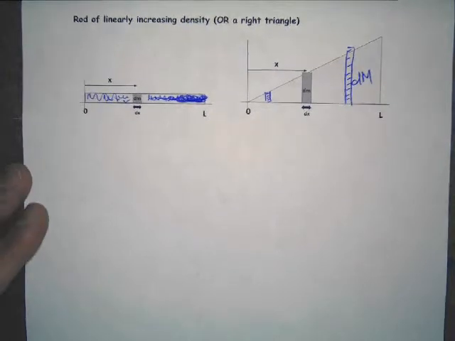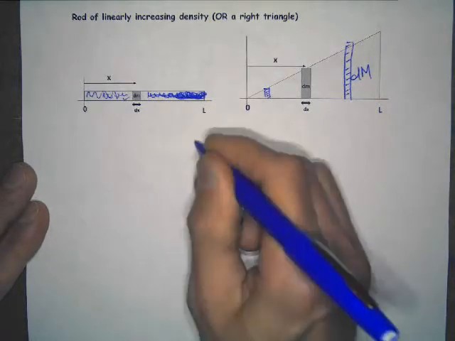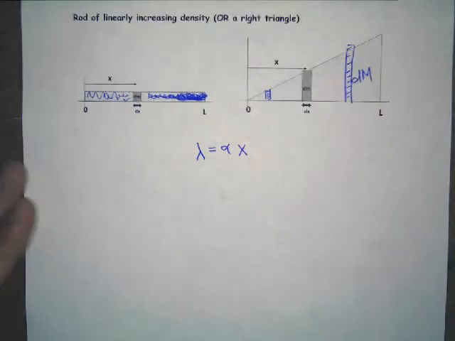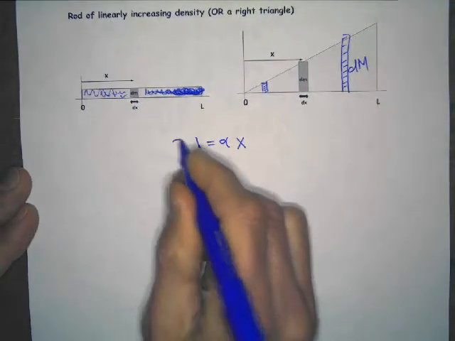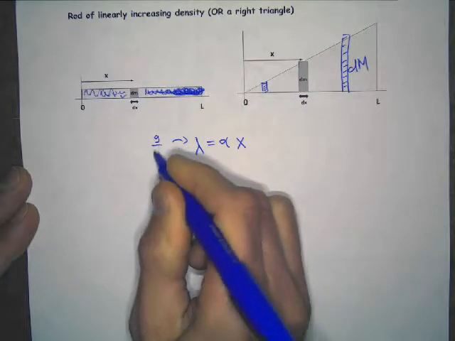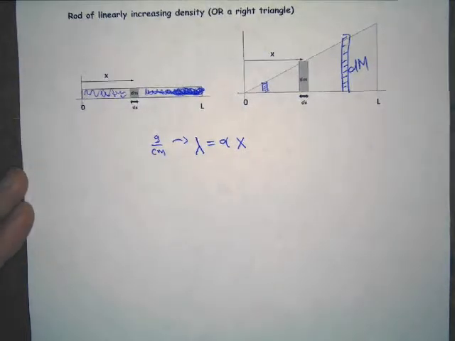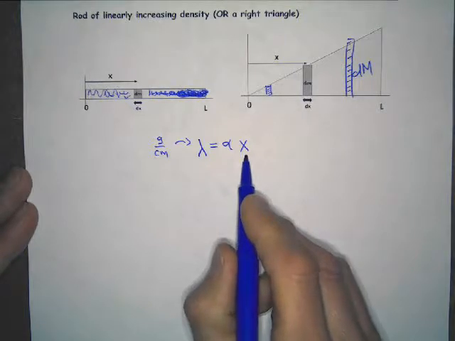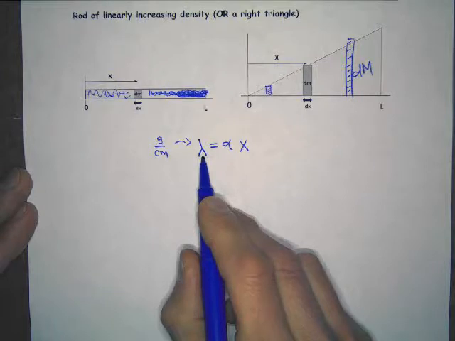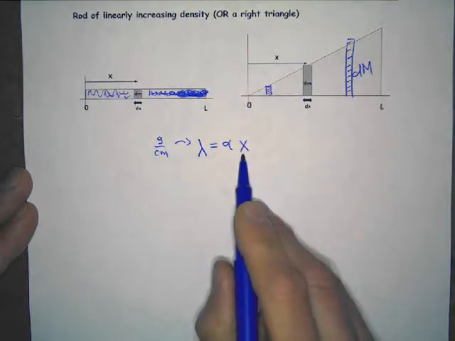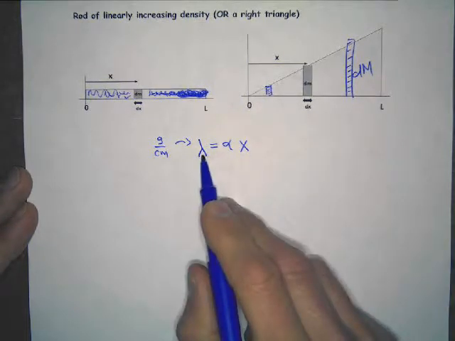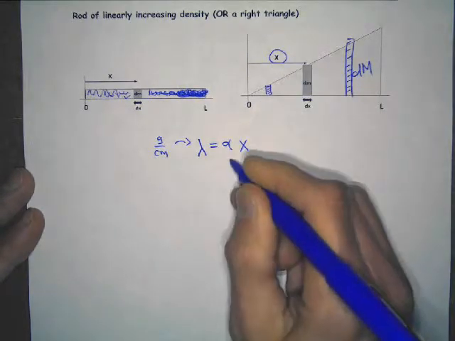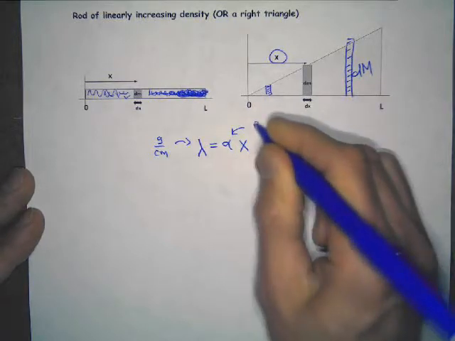In a problem like this, if the density is increasing linearly, you want to make a statement like this: lambda is going to be equal to alpha times x. There's going to be a direct proportion. Lambda is something like grams per centimeter, a linear density, and that density depends on x, so that when x is equal to 0, lambda is equal to 0. That's when you're over here at the tip of the triangle. But when x is big, lambda is at its biggest value. So x is changing as it goes along here. This is your x, and alpha is your proportionality constant.